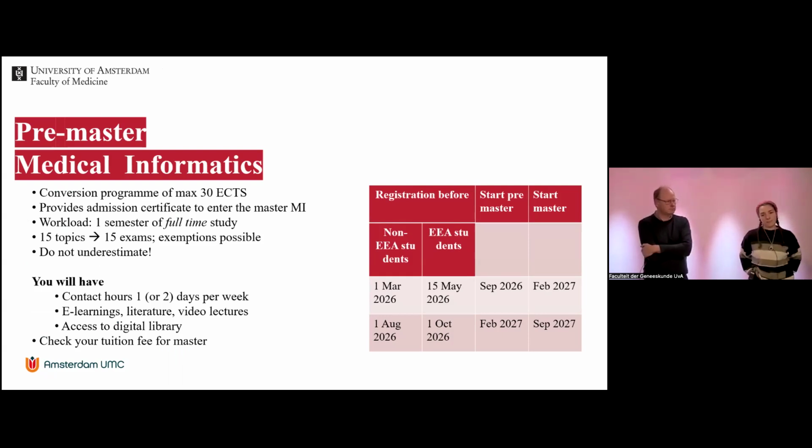And is it possible to fast track the pre-master from 6 months to 4 months if someone has experience in bioinformatics and machine learning? Quite specific. But then you can maybe study faster, but the exam dates are fixed, so you cannot change any of them. And no, you cannot start the master earlier then. But if you have a lot of experience, of course the study load will be lighter.